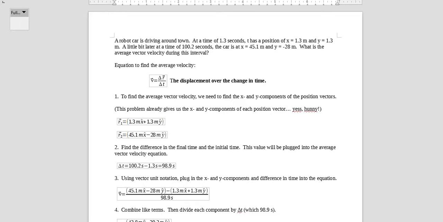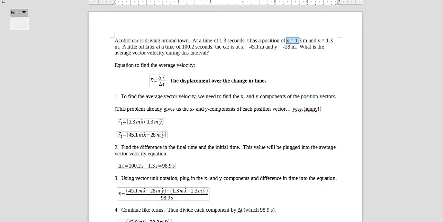To find the average velocity, we need to take the displacement and divide it over delta t, which is the change in time. To find the average vector velocity, we need to find the x and y components of the position vectors. Right? And the question already gave us the x and y components of both position vectors.